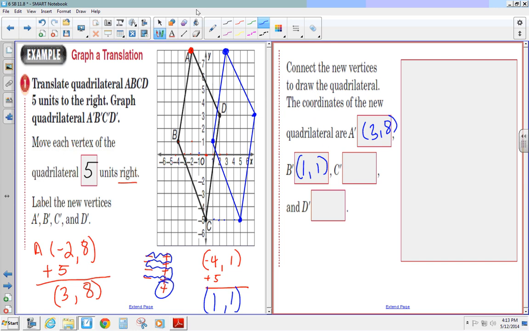So C, the new C is right here. Start at the origin. 1, 2, 3, 4, 5. 1, 2, 3, 4, 5. C is 5, -5. D, start at the origin. 1, 2, 3, 4, 5, 6, 7. 1, 2, 3 is 7, 3. These are the new points for the translation.